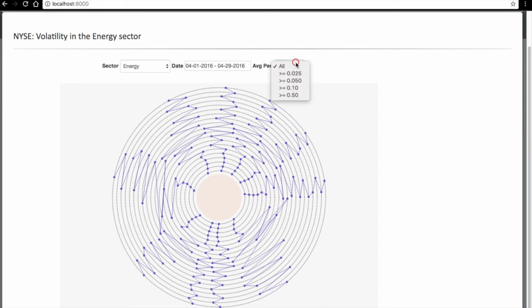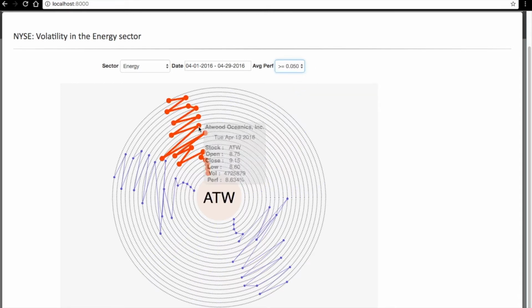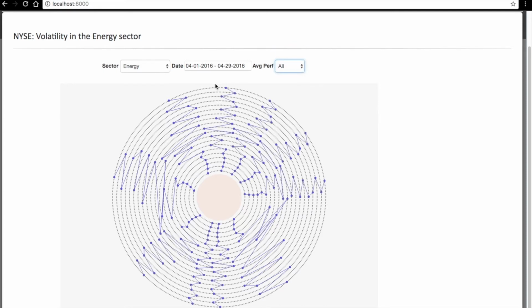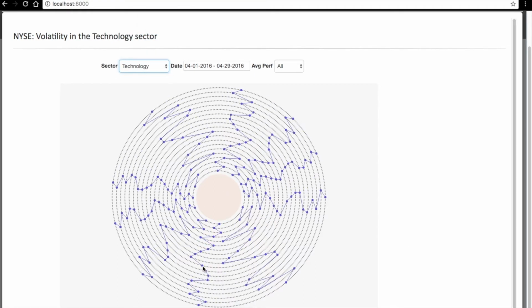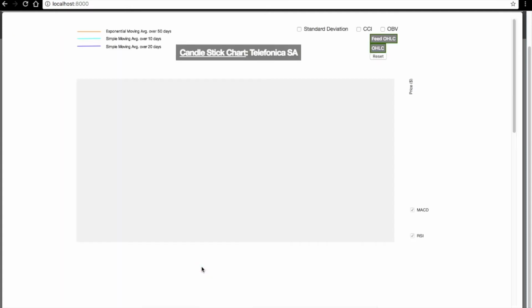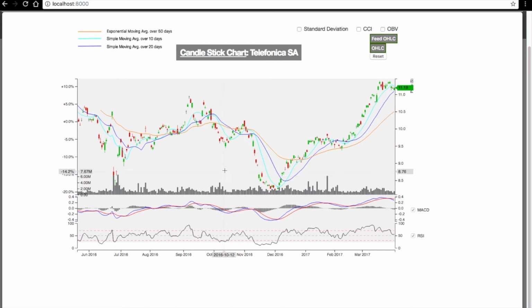And let's say if I want to analyze only stocks which have average performance beyond 0.05 percentage, I would just filter it and see the needed stocks. Once I've analyzed various sectors, as a safe investor, I would want to invest in a stable sector, and hence I would switch back to technology, and I'm no more interested in energy. So I just switch back, and let's say this looks pretty stable, so I click on Telefonica, which leads me to a time series visualization.